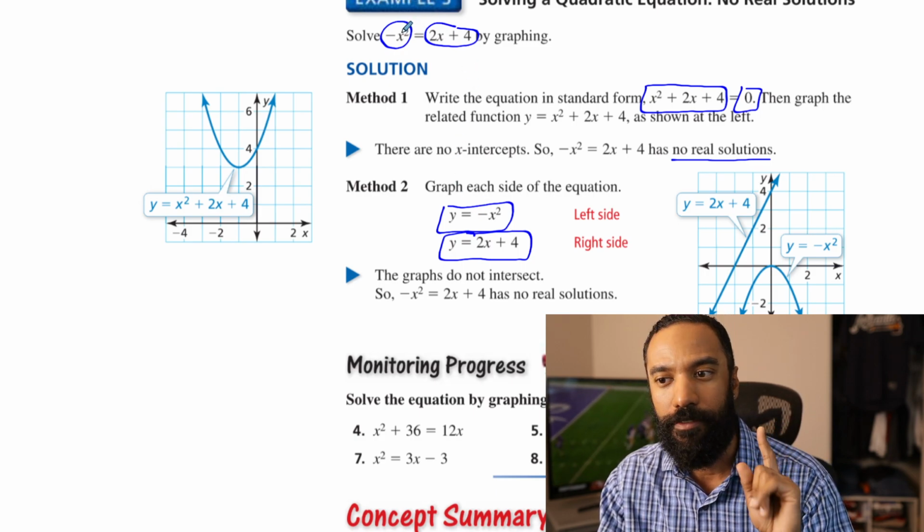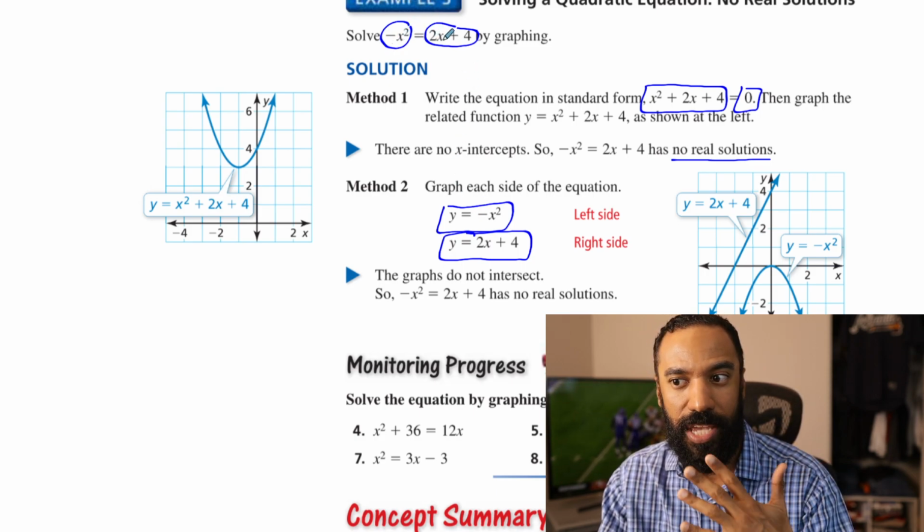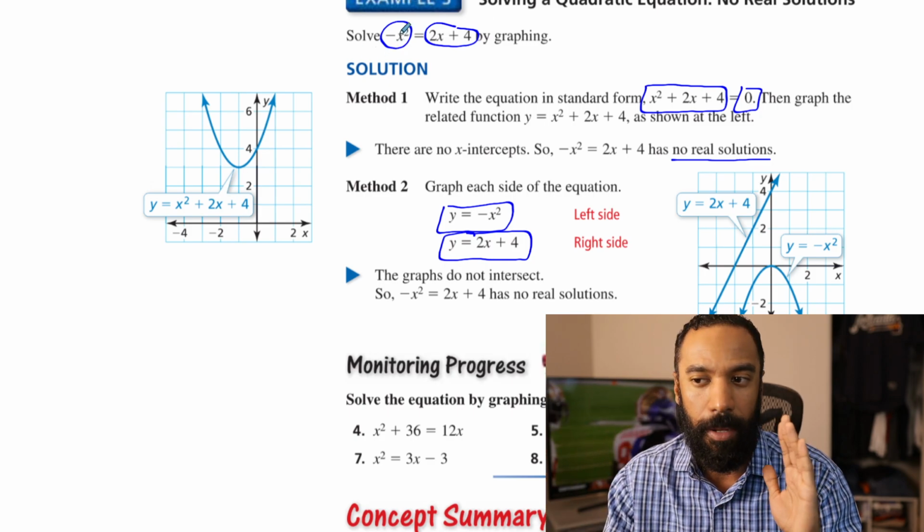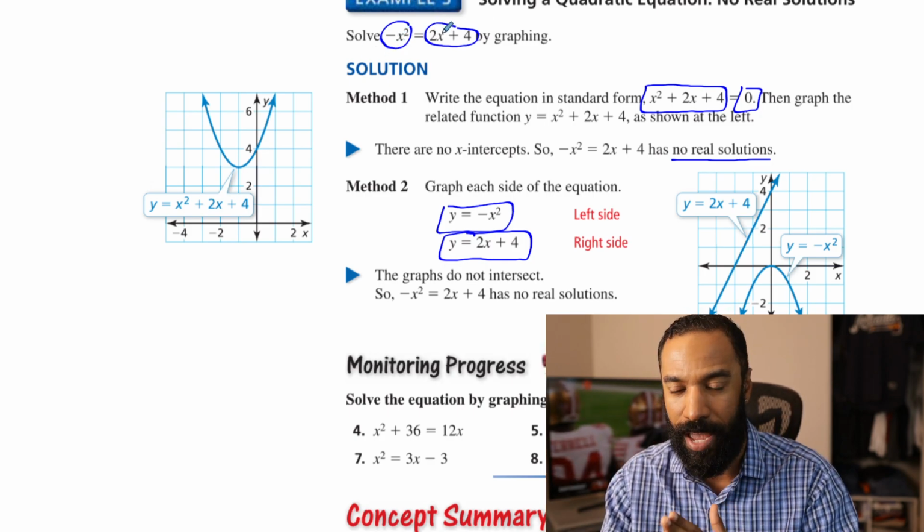Because we're trying to find what value of x gets me the same output. What value can I plug in for x here to match what value I plug in for x there?